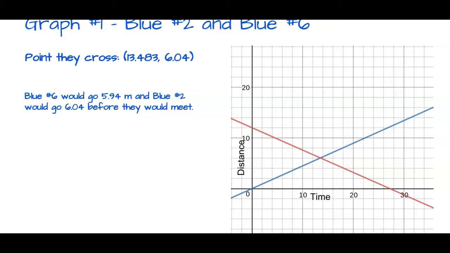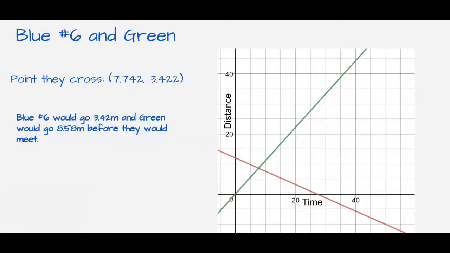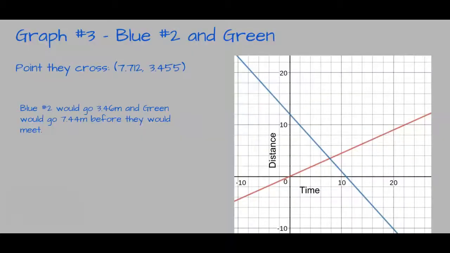And so we've taken our information and we've made it into a system of equations that they have to write an equation for and then graph. And I did require them to do both, write an equation and graph, even though the equation is not shown here. So we've got several different graphs. This was the blue number 2 and blue number 6. This was blue 6 and green, and you can start seeing that their velocities are a little bit different there. And then this is blue 2 and green.